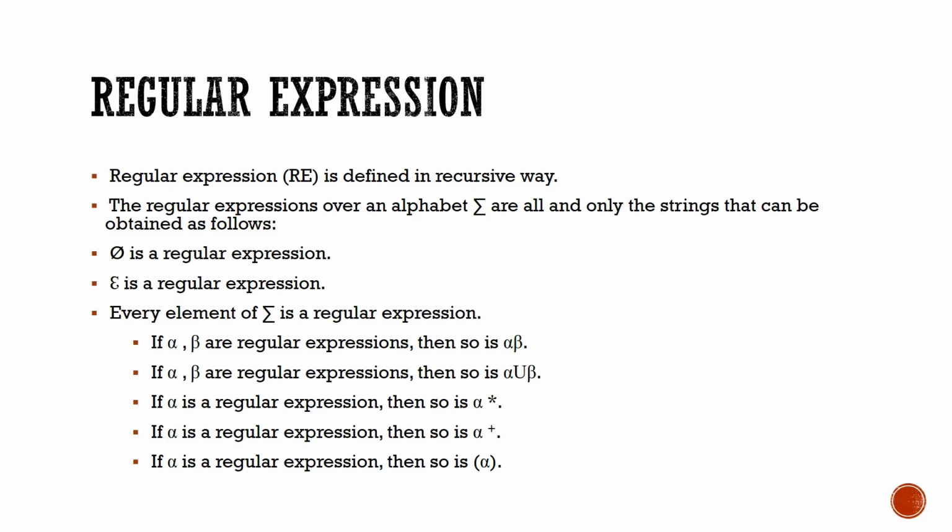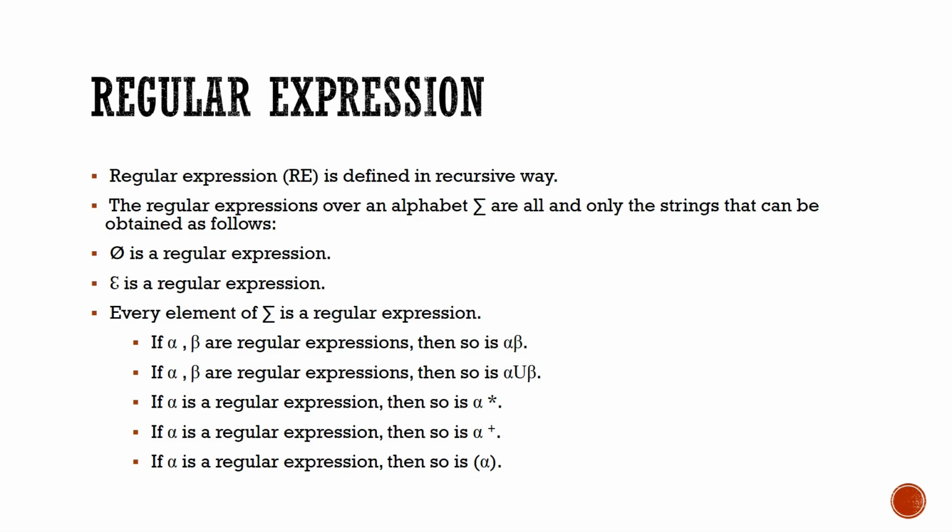Regular expressions are defined over a finite set of alphabets, which we call sigma, and the strings from that set can be produced as follows. First, null means we can't produce anything, while epsilon means there is a string of length 0. Next, every element in sigma is a regular expression. If alpha and beta are regular expressions, then their concatenation alpha beta is also a regular expression, and their union is also a regular expression.